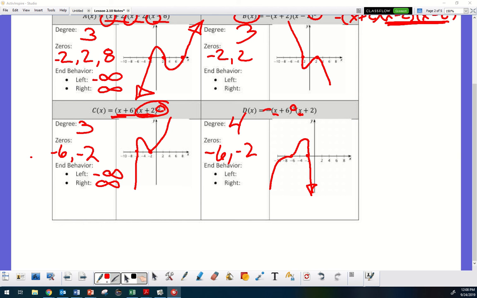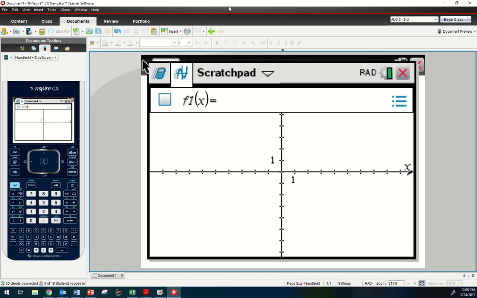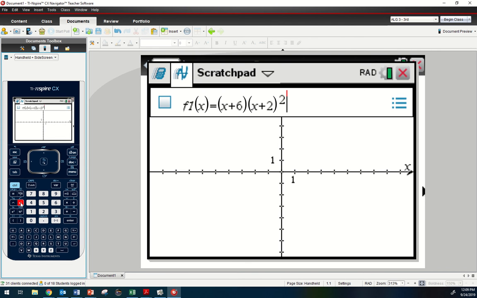So if you clear it first, it's going to make life a whole lot easier. So, letter B. Okay, so I'm going to hit parentheses, x plus 6, plus 6, close, and x plus 2 squared. Is that correct?